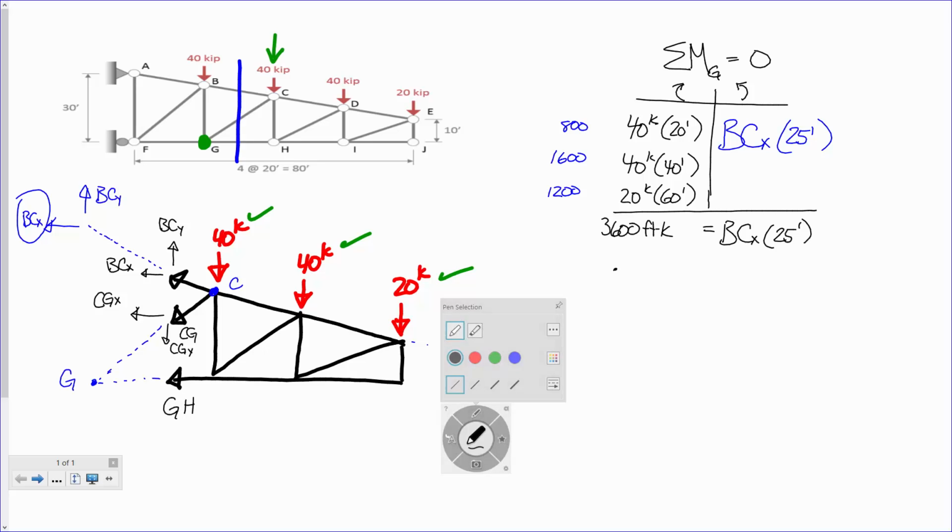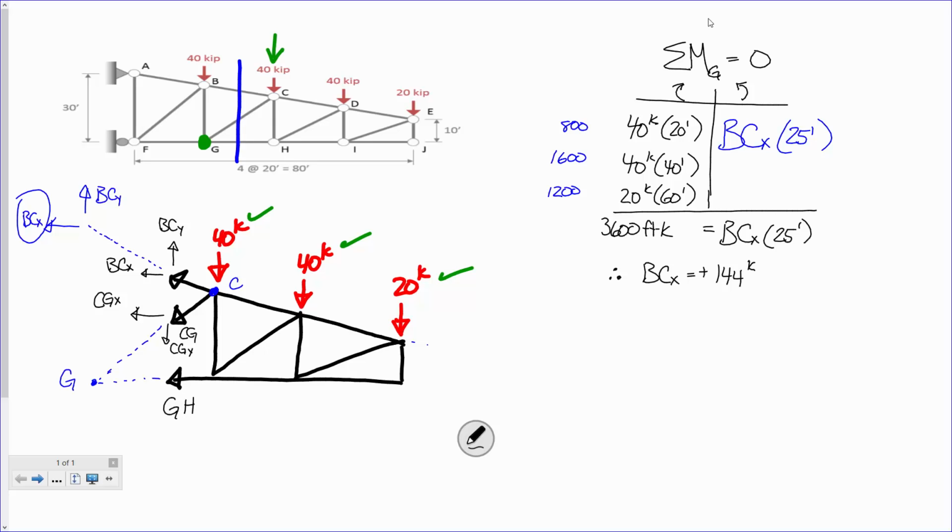So, therefore, BCX is what? That's 3,600 over 25. What is that? 144. Now, mathematically, did that number come out positive or negative? Positive. So since that number came out positive, it means that the direction we assumed for BCX is correct. And if BCX on our diagram is drawn to the left, that means that it is 144 kips to the left. So far, so good?